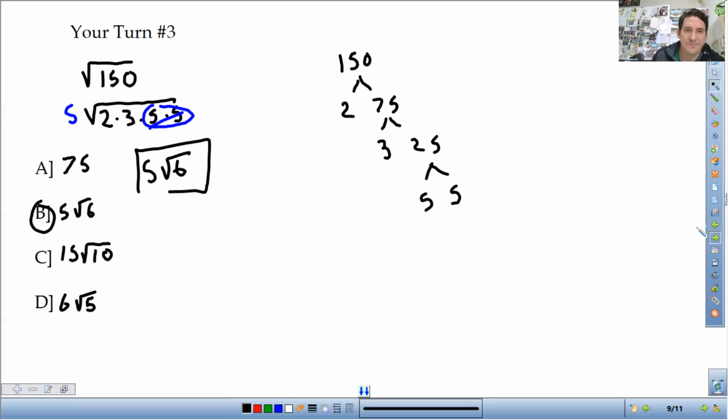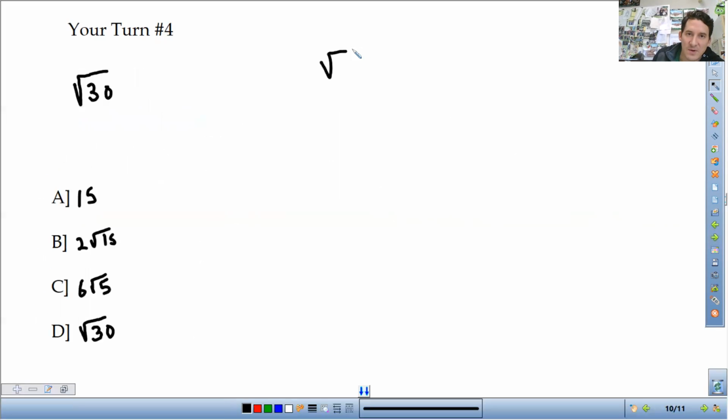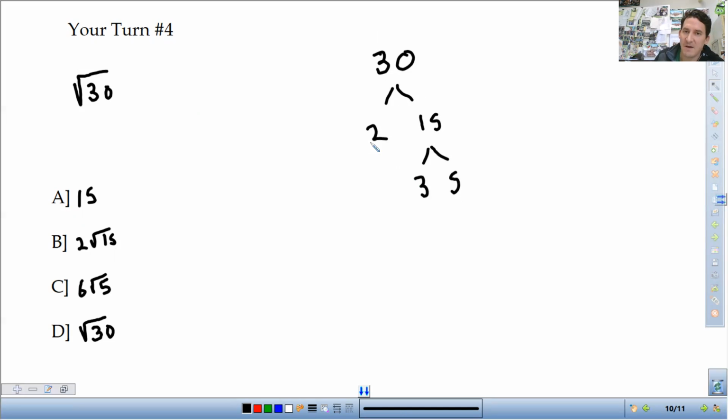Next example, square root of 30. This is a good one to do. So 30 splits into 2 and 15. 15 splits into 3 and 5. All prime numbers, so you put in 2 times 3 times 5. No pairs. So when there's no pairs, you can't take anything out. You just have to multiply what's left over. So square root of 30 is as simplified as it gets. You just leave it as square root of 30.